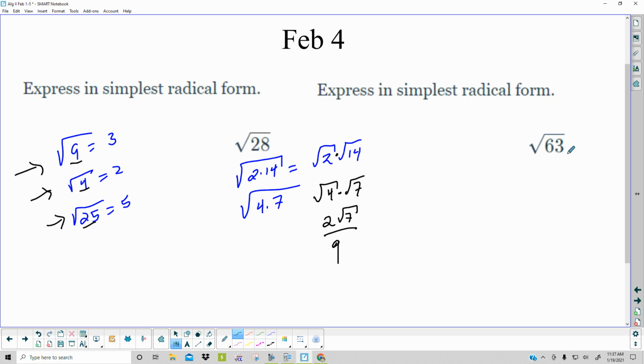So let's try 63. Hoping you guys jump to 9 times 7 is 63. Split it into two separate roots. Square root of 9 is 3. The square root of 7 is still there. Done. Okay.